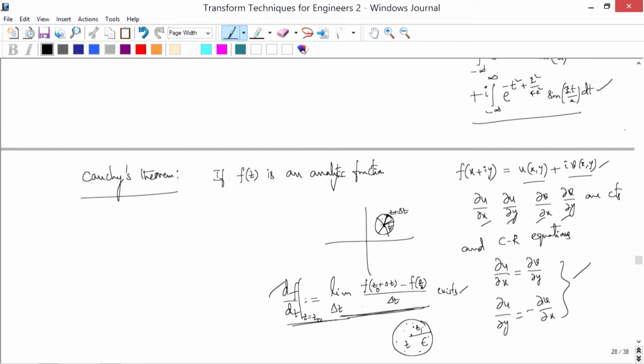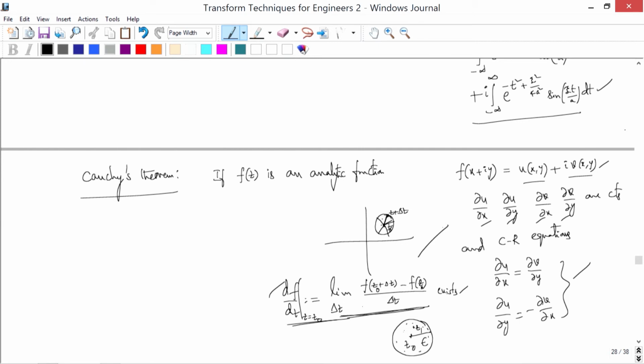So, at z0 this limit exists, then you say that f is differentiable at z0. Once you have this z0, you take any neighborhood, every point z1; if f is differentiable at z1 also, then f is differentiable at every point inside this neighborhood of z, inside this disk. That means you take any point z1, and if df/dz at z equal to z1 exists, that limit exists, then it is called an analytic function.